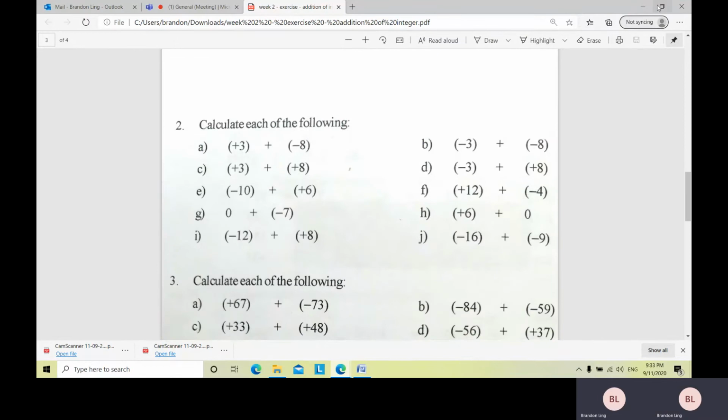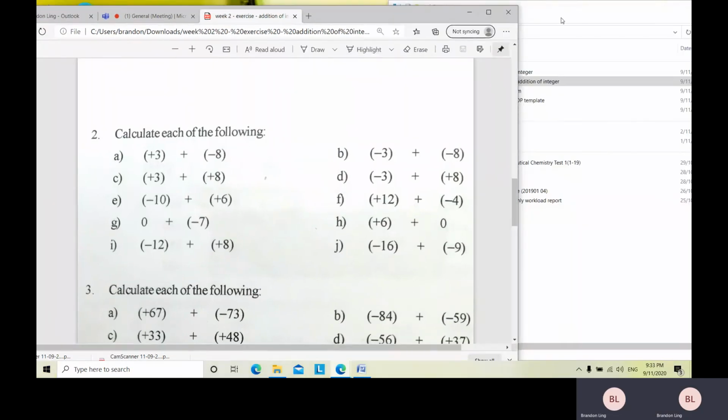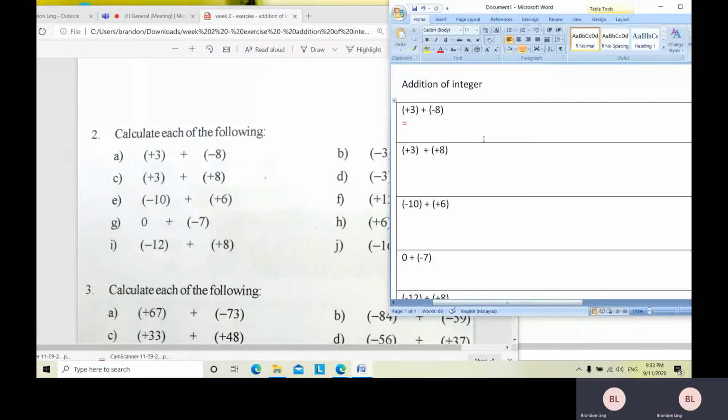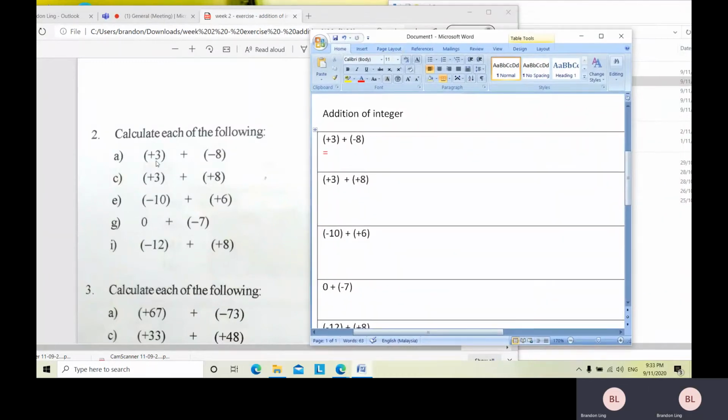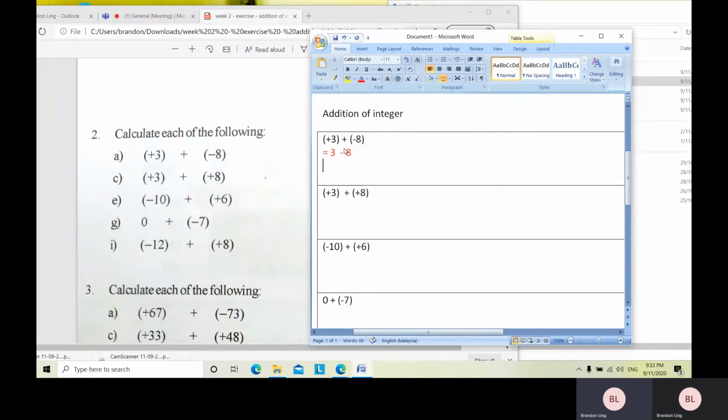Okay. That's the examples. Now we move on to some exercises. Here you have positive 3 plus minus 8. So plus minus 8 means that they are different signs. Different signs will give rise to a negative value 8. So the answer will be 3 minus 8, therefore you get negative 5.